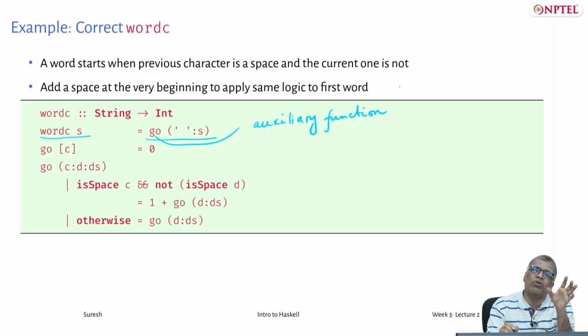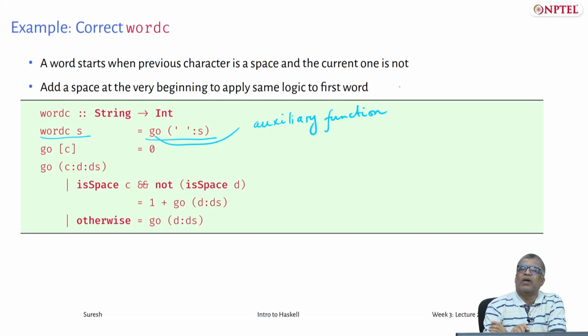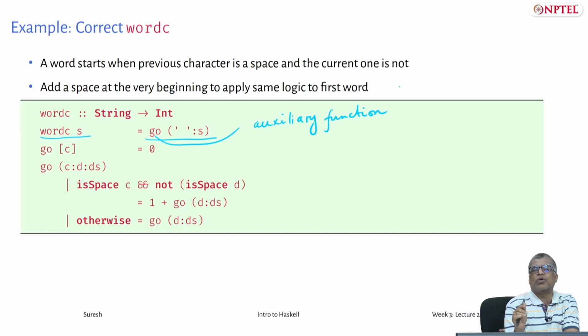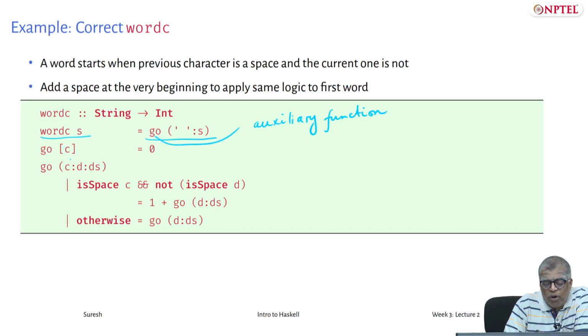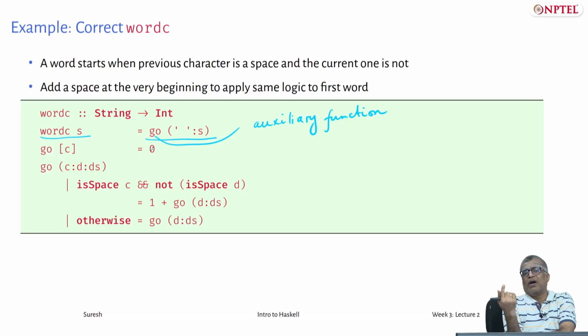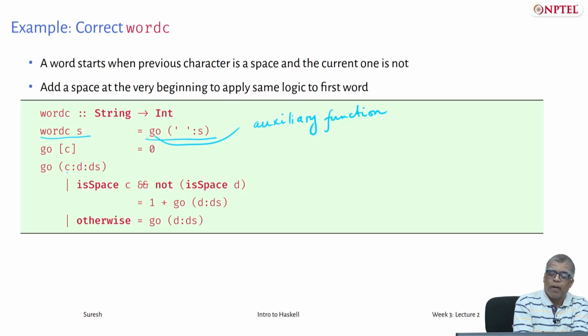What it does is count the number of space to non-space transitions, that's all it does. But by artificially adding a space at the very beginning, we are also counting the first word as a word, okay. So go of a single character is 0. It's a single character string here, and that should be 0 because you only have a single character, and therefore there is no space to non-space transition, okay.